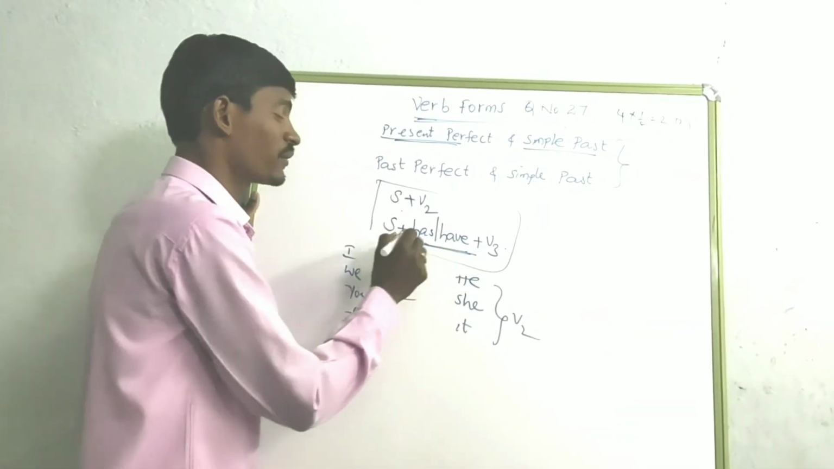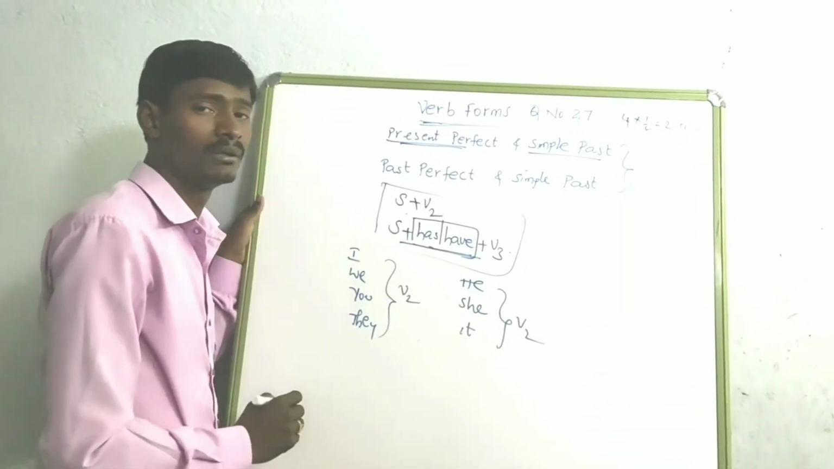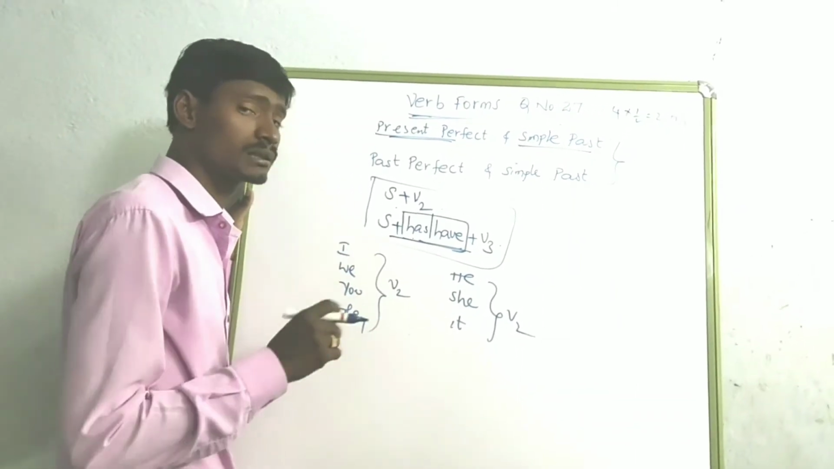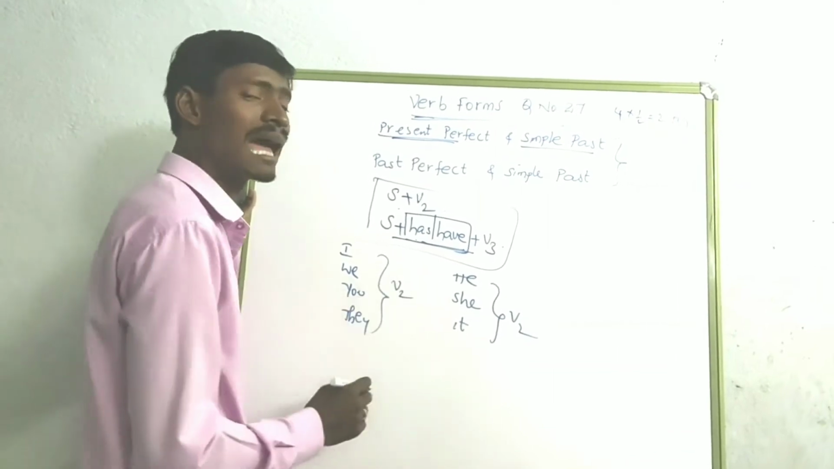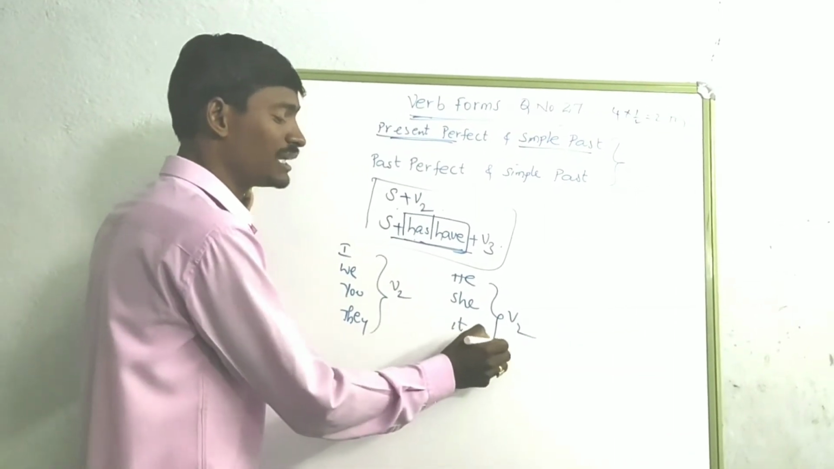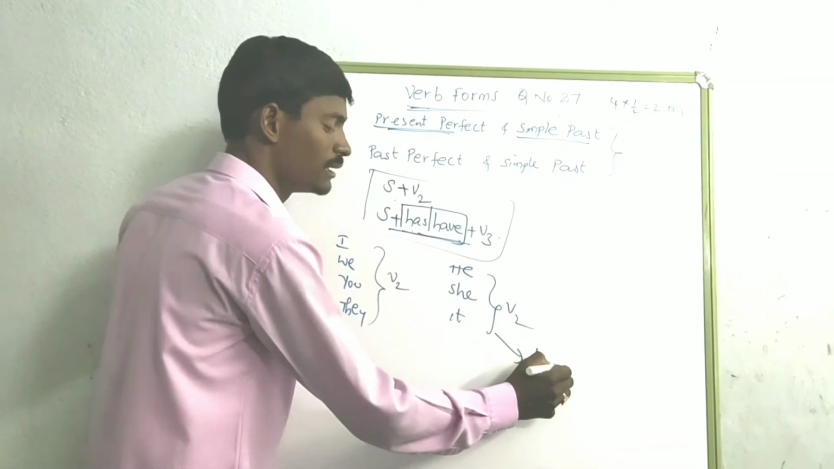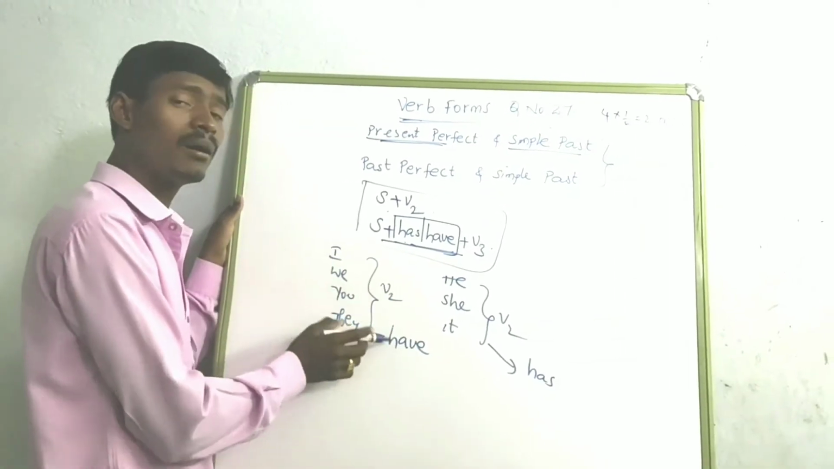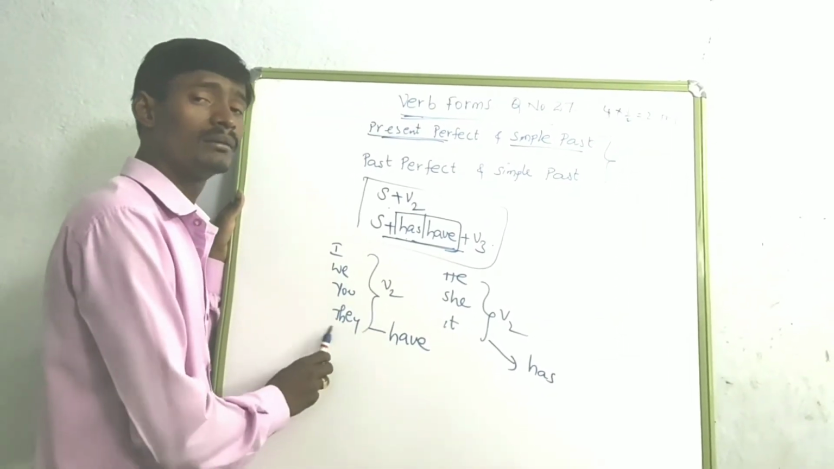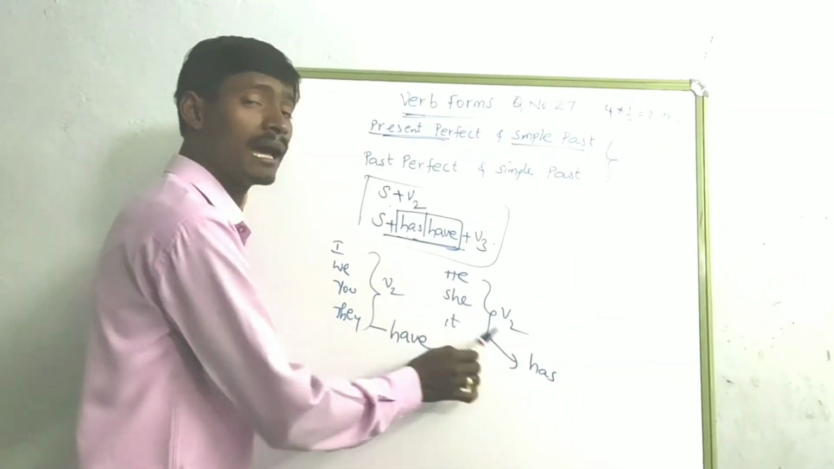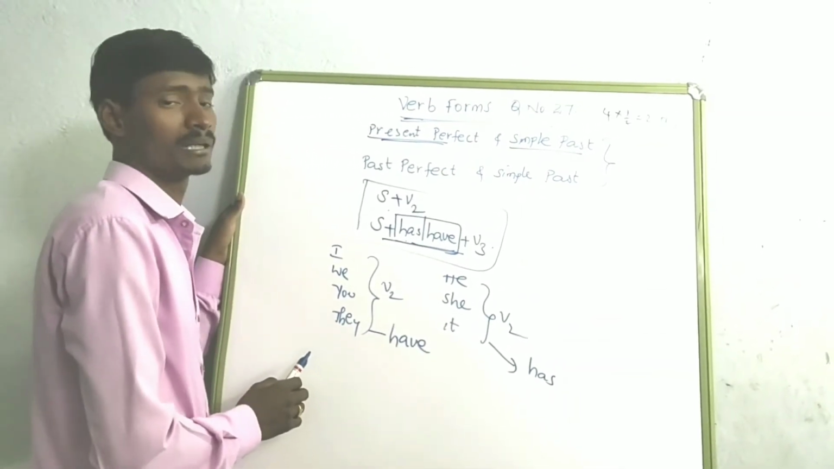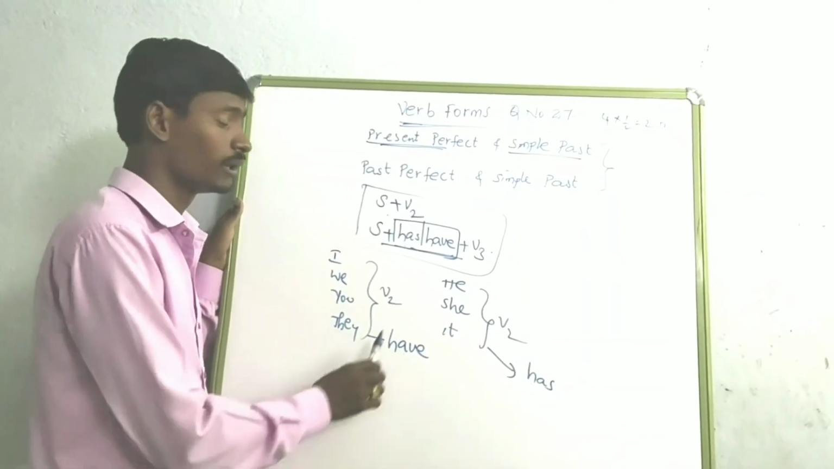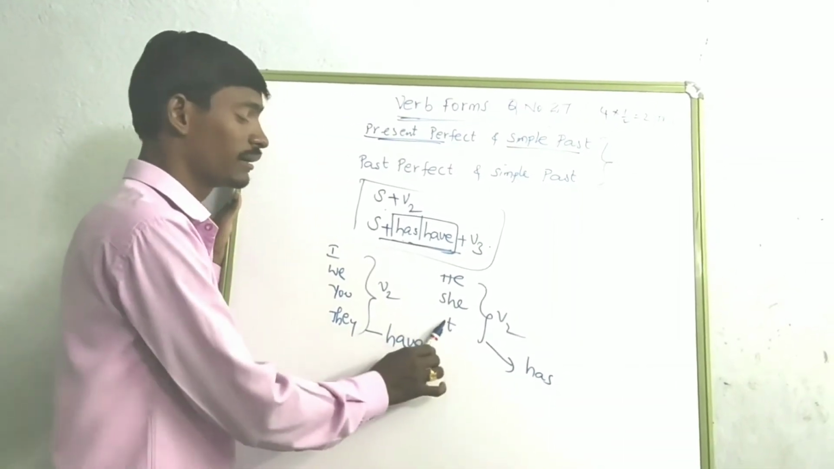But for present perfect, we have 2 helping verbs here, has or have. When should we use has and when should we use have? For singular subjects, especially third person singular subjects and singular nouns, we use has. So simply to say, for he, she, it, we use has, and for I, we, you, they, we use have. I have, we have, you have, they have. He has, she has, it has. Let me repeat. I have, we have, you have, they have. He has, she has, it has.